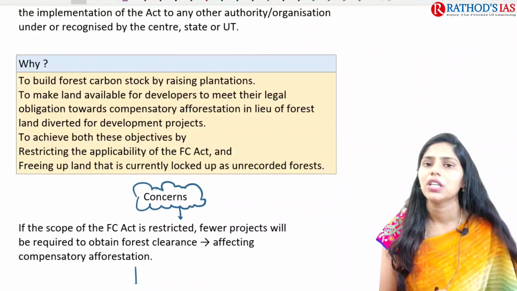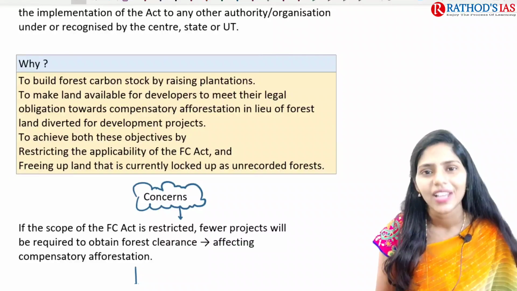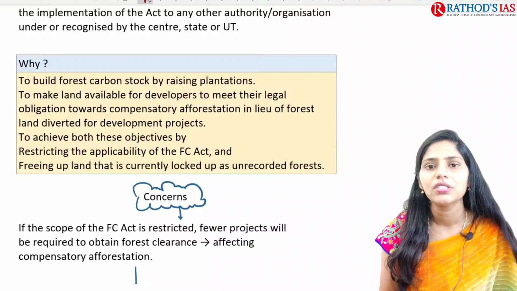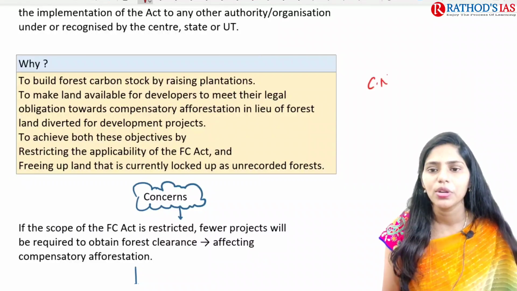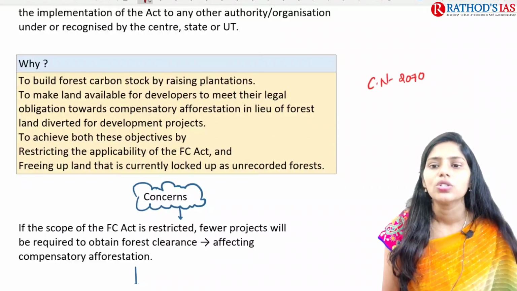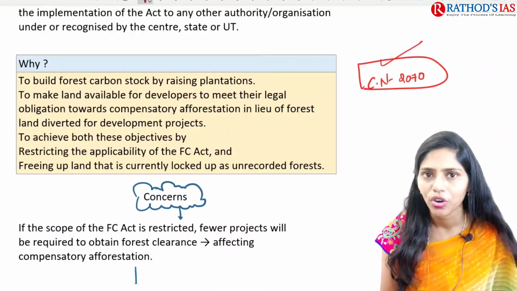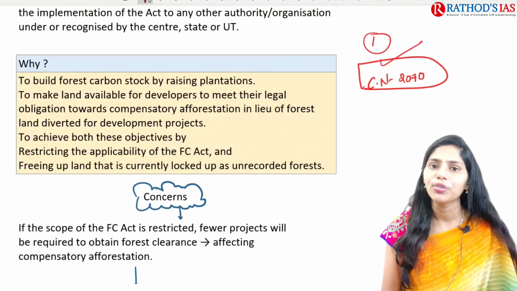So in this climate change, we came up with some commitments. Here our government said that we are going to achieve carbon neutrality by 2070. To achieve this, yes, we have to improve the forest cover. So this is the first and foremost reason.